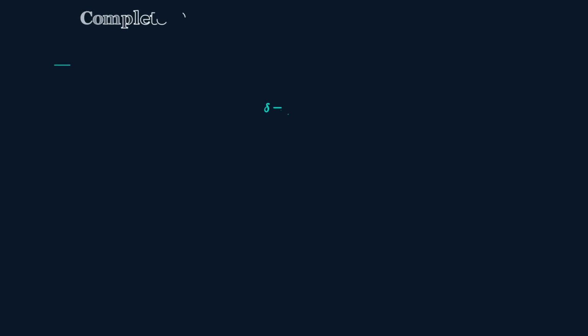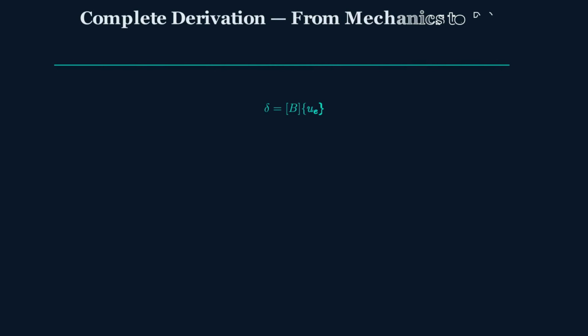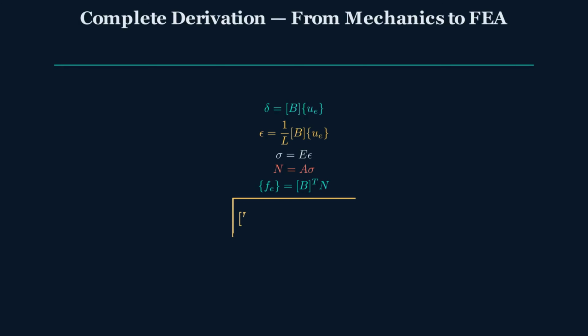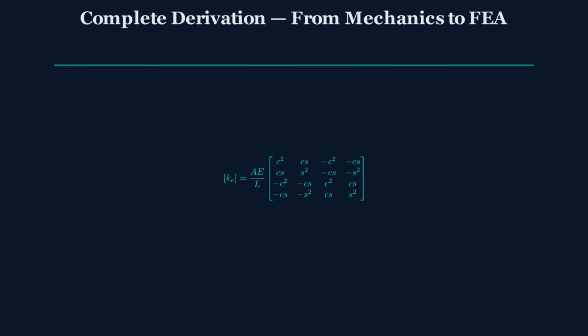Let's put the complete derivation together. We started with global nodal displacement and projected it onto the member axis. Dividing by length gives strain, and Hooke's law gives stress. Multiplying stress by area gives axial force, and B transpose converts that axial force back into global nodal components. Comparing the result with the standard finite element equation gives the compact stiffness expression. Expanding B transpose B produces the familiar 4x4 matrix. This is the complete derivation from basic mechanics to finite element formulation.